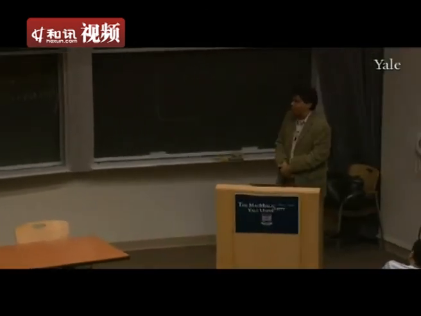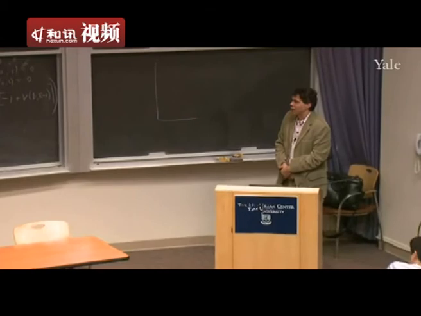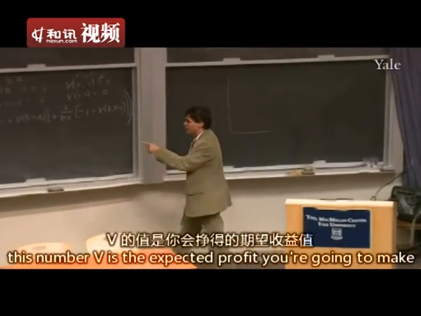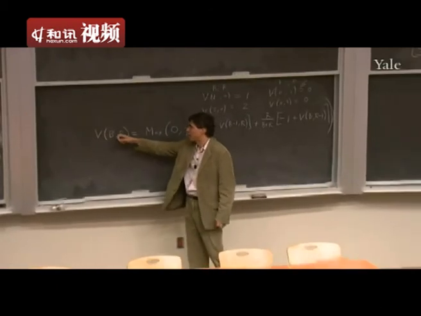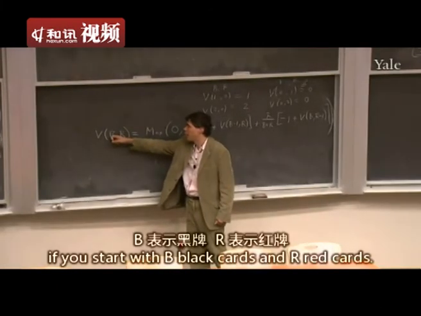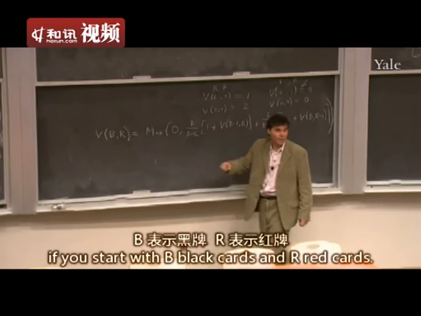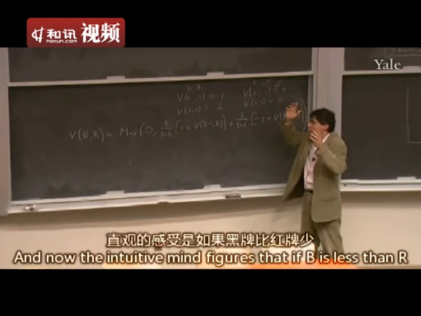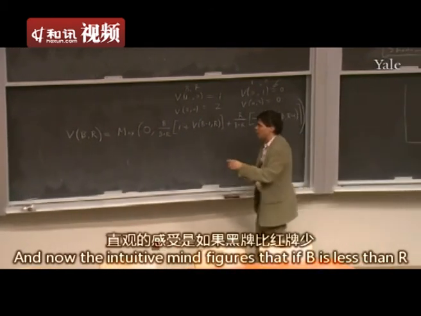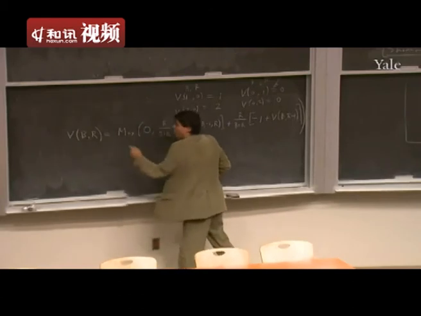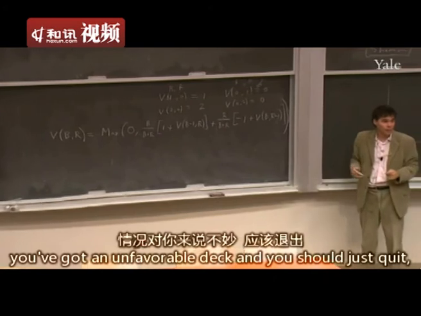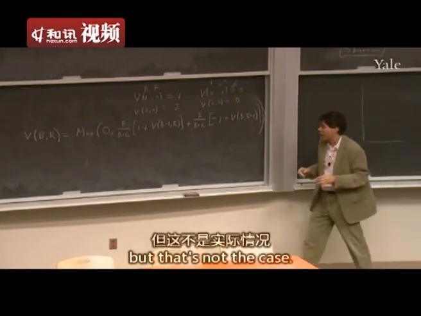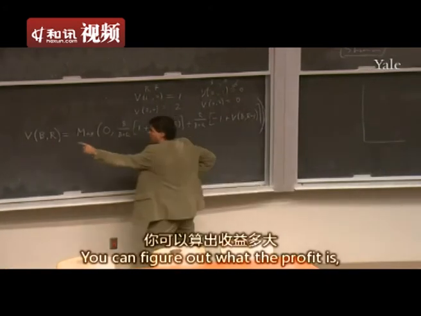I mean, like the total profit. Okay, so what we did, this number V is the expected profit you're going to make if you start with B black cards and R red cards. And now the intuitive mind figures that if B is less than R, you've got an unfavorable deck and you should just quit. But that's not the case. You can figure out what the profit is.